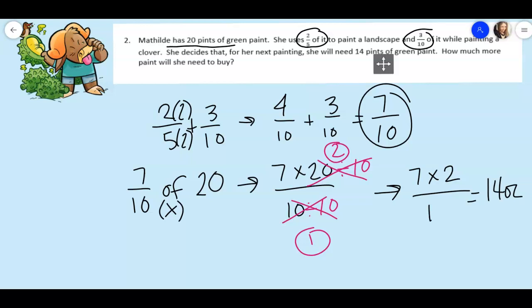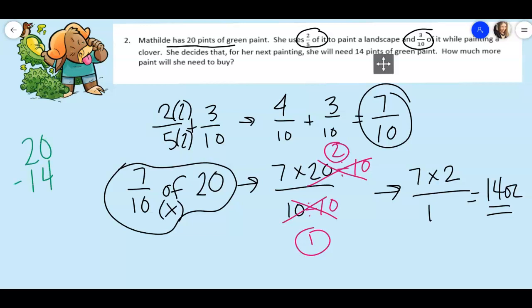So 14 ounces of paint is how much she used. It was the 7/10 out of 20. That's how much she used to paint the landscape and the clover. So it says how much more will she need? Now we're going back to where we were when we left off. She had 20. She used 14. That means she has 6 pints left over. She's still going to need more. She's going to need 14 to do her next project. So 14 minus 6 means she's going to have to go out and buy 8 more pints.